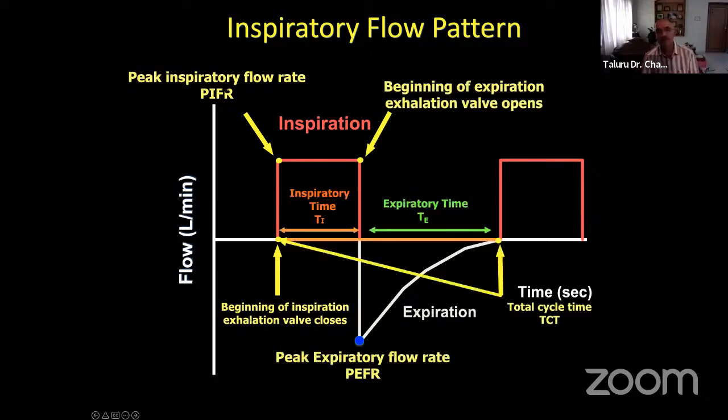This is the peak inspiratory flow, peak expiratory flow. This is the TI, this is the TE. This is one cycle time. It is a square wave. Hence, it's a volume controlled ventilation. This much can be assessed.